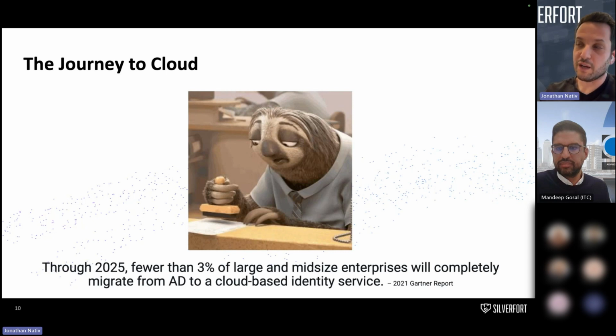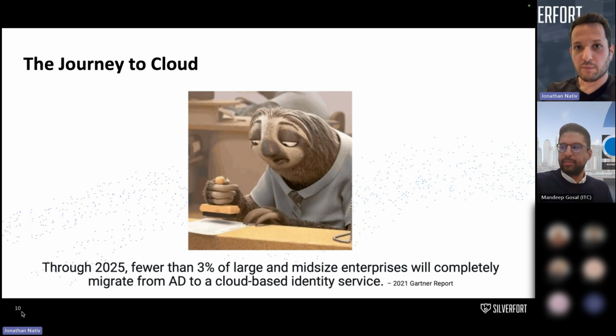So I need to look at identity from a holistic perspective and not from a siloed perspective as far as Active Directory and Azure AD. I need to look at them together and be able to make real-time decisions about what those identities are doing, regardless of where they're actually authenticating to.